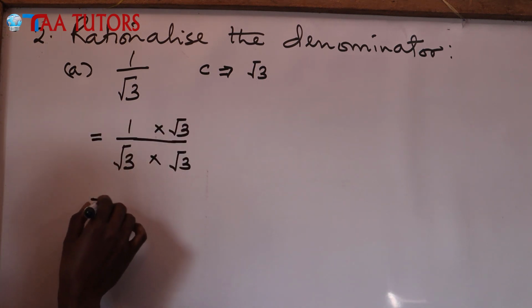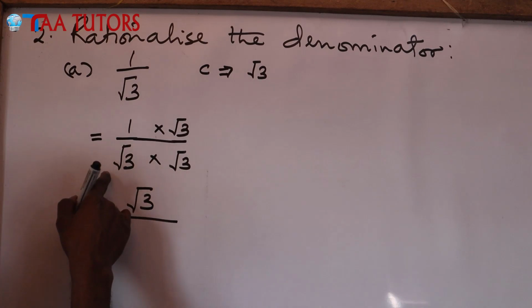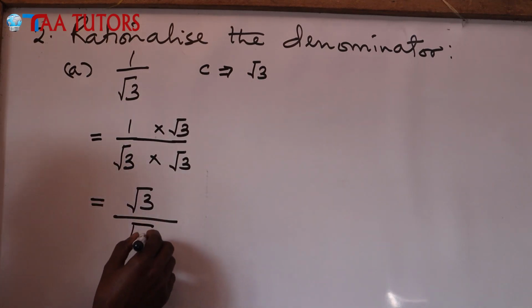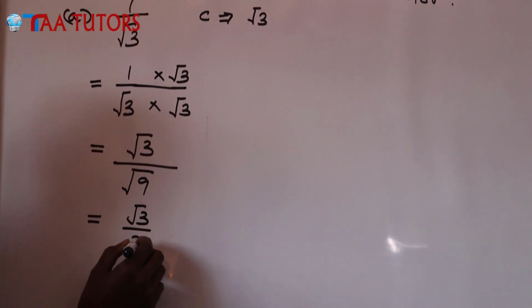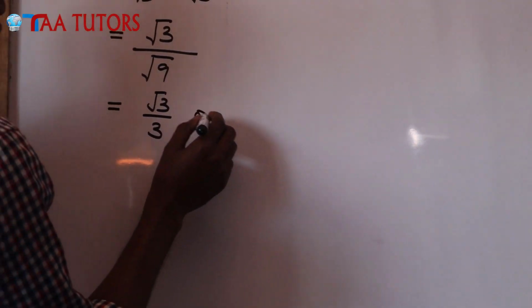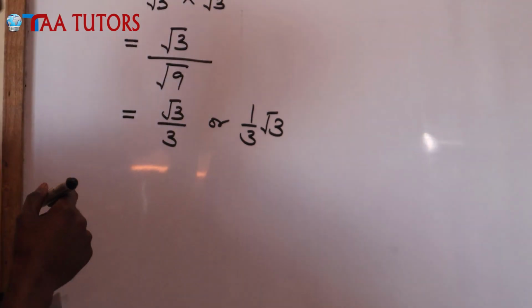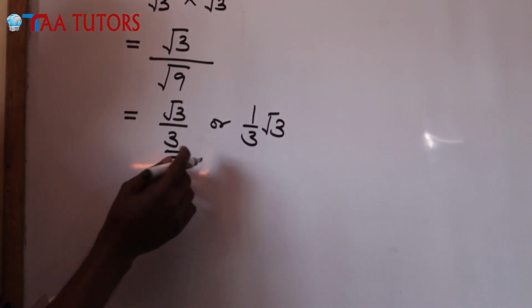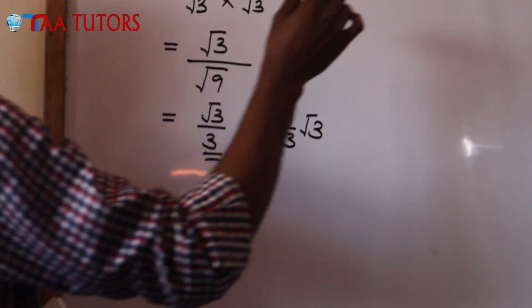1 times surd 3 is going to be surd 3 divided by surd 3 times surd 3, which should be surd 9, and therefore surd 9 is 3. So we are going to have surd 3 over 3, which I can also say is the same as a third surd 3. See how that is easy. You realize that now what we have done is that the denominator here does not have a surd at all. That's what rationalizing the denominator is all about.